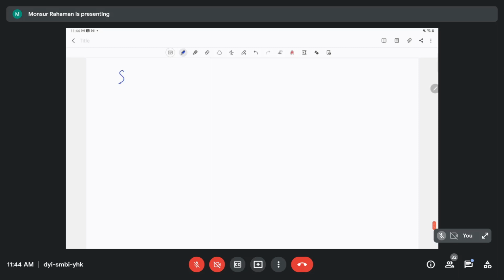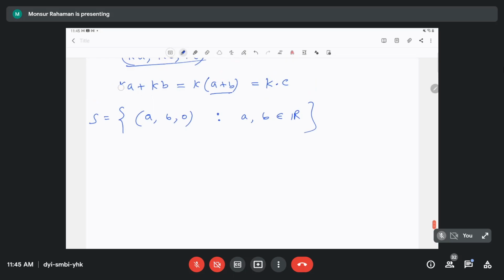What about this set S? Is it a subspace of R3 or not? Obviously, just three conditions you have to check. First, (0, 0, 0) will be there, because the first two components can be any real number, and the third is already 0, so this is in S.